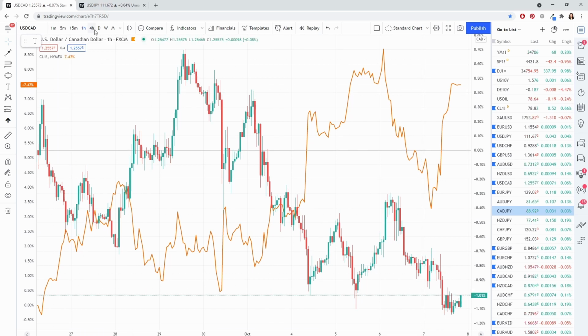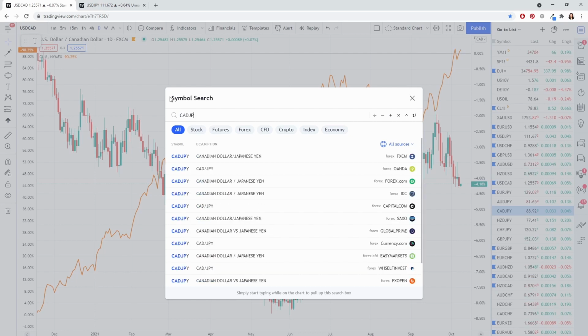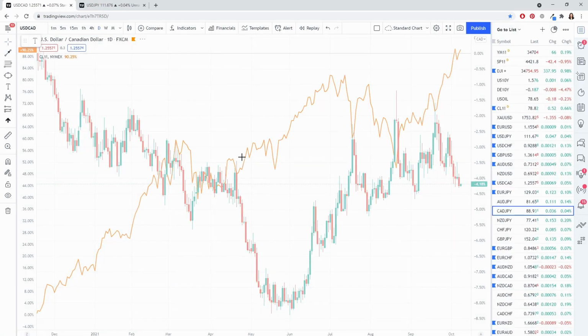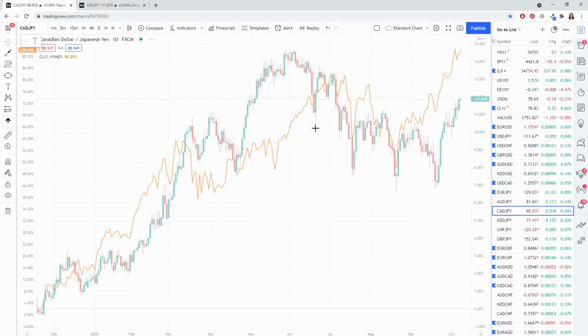I actually think that looking at the CAD yen chart gives you a better understanding of the relationship between the Canadian dollar and oil. In fact, this is a very strong correlation as well. So here we have the orange line being oil and the candlesticks being CAD yen. And this is, let's go to the weekly chart first. This is the weekly chart.